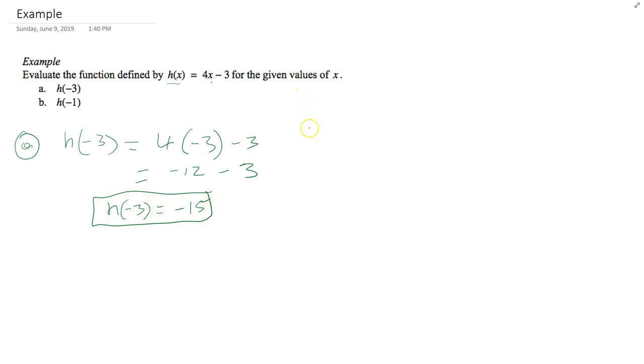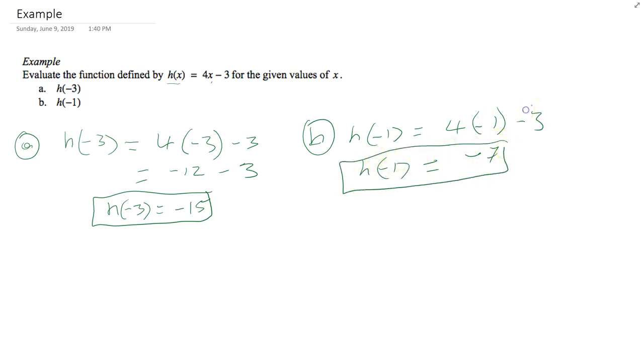You have fully evaluated. Okay, part B, h of negative 1 is equal to 4 times negative 1, right? Minus 3, and that would be negative 7, right? So h of negative 1 is equal to negative 7, and we are done. Okay, that is it for evaluating functions.